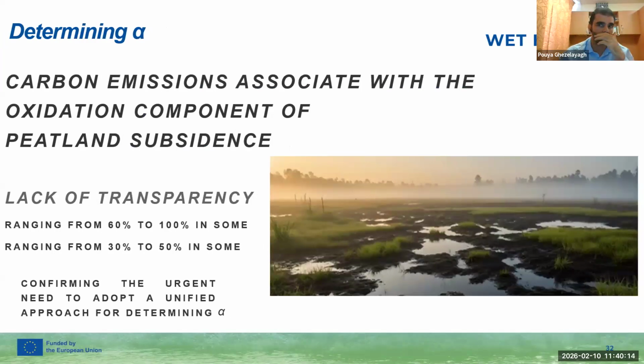To answer that question, we reviewed almost all the papers regarding this topic, and we found a lack of transparency. Some papers assume a range from 60% to 100%, while others reported a range from 60% to 50%. This lack of transparency confirms that there is an urgent need to adopt a unified approach for determining alpha. And that was our first goal of this study.